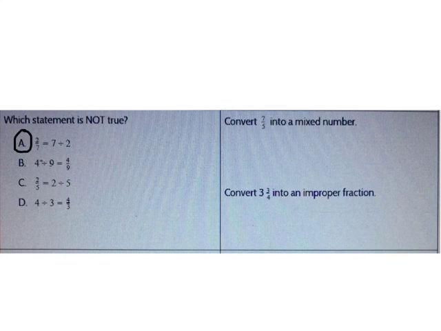Now let's look at the next one. Convert 7/5 into a mixed number. Remember, to do that, divide the numerator by the denominator. What's 7/5 written as a mixed number? Well, 5 goes into 7 one time. 1 times 5 is 5, with 2 left over. That means 7/5 is the same as 1 2/5.